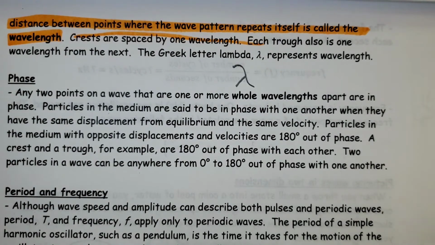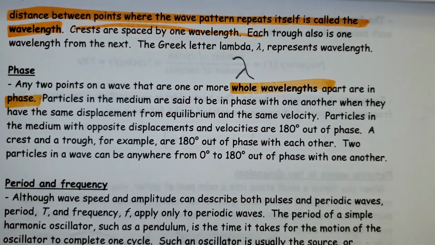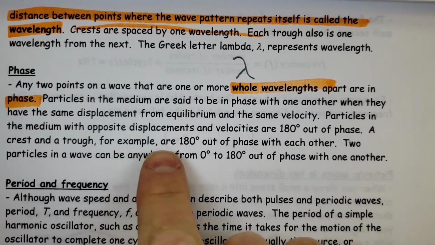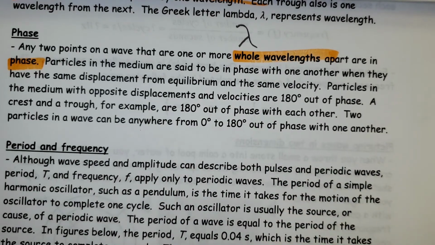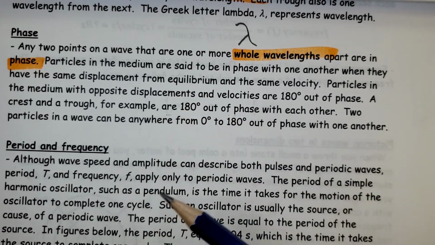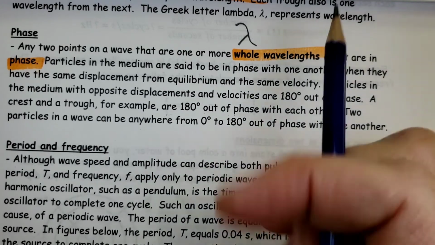Phase. Any 2 points on a wave that are one or more whole wavelengths apart are said to be in phase. So those corresponding points, whether they're 1, 2, or 3 whole wavelengths apart, are said to be in phase. Particles in the medium with opposite displacements and velocities are 180 degrees out of phase. A crest and a trough, for example, are out of phase by exactly 180. Two particles in a wave can be anywhere between 0 and 180 out of phase with each other.